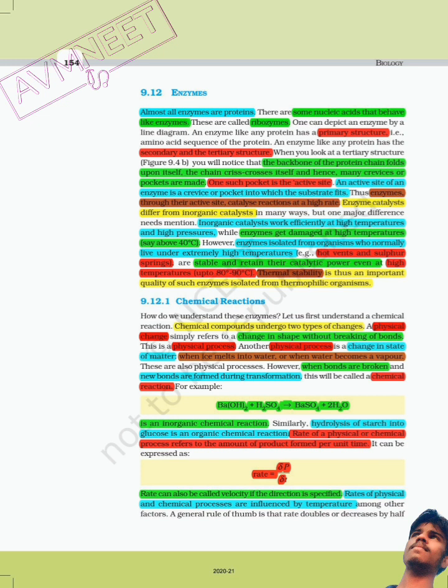Enzyme catalysts differ from inorganic catalysts in many ways, but one major difference needs mention. Inorganic catalysts work efficiently at high temperatures and high pressure, while enzymes get damaged at high temperatures. However, enzymes isolated from organisms who normally live under extremely high temperatures are stable and retain their catalytic power even at high temperatures. Thermal stability is thus an important quality of such enzymes isolated from thermophilic organisms.